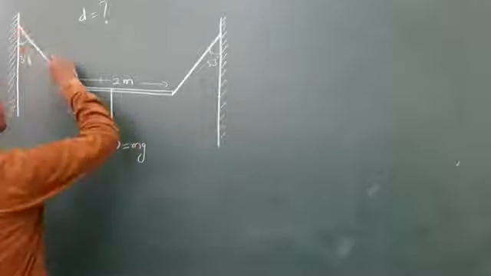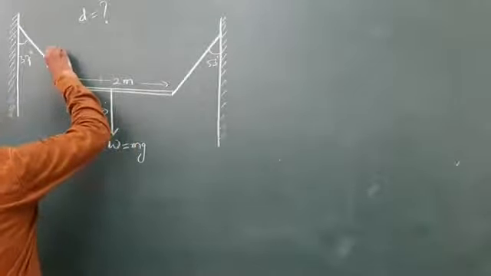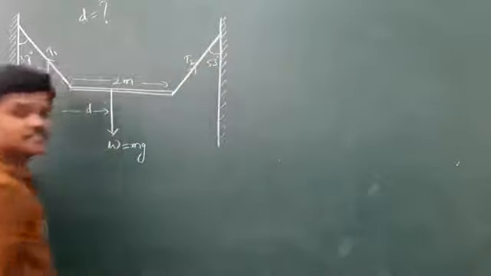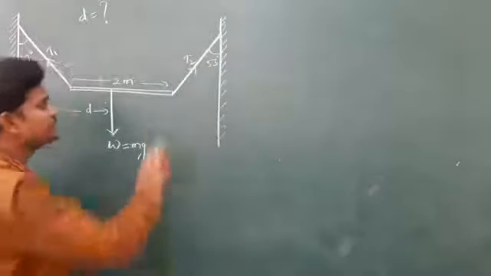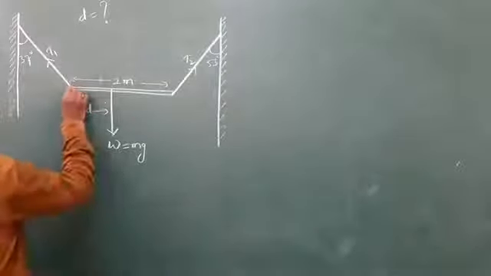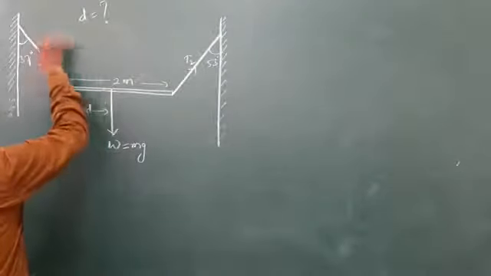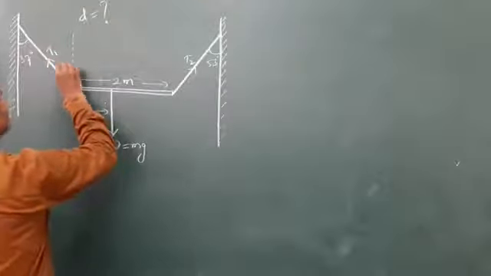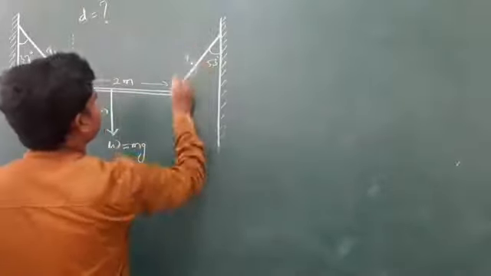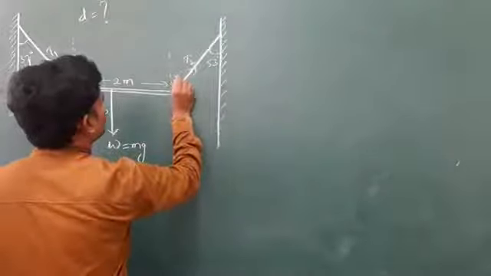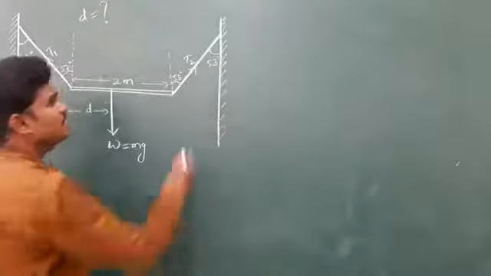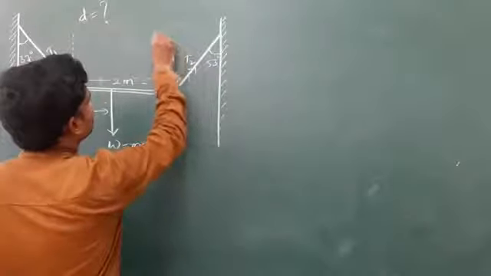This is the thread, so some tension T1 will act. This is also a thread, so some tension will act. Tension acts away from the point with respect to that body. You know that. Here, resolve the tension into two components. If this is 37, this is also 37. If this is 53, the opposite is also 53. Most of the problems are based on the resolution concept. T2.